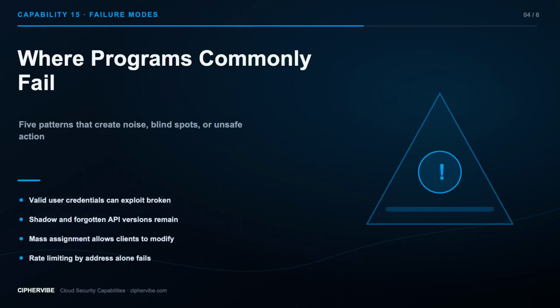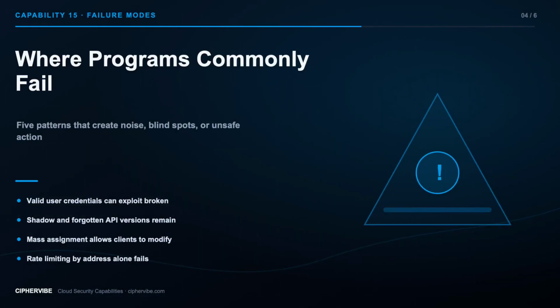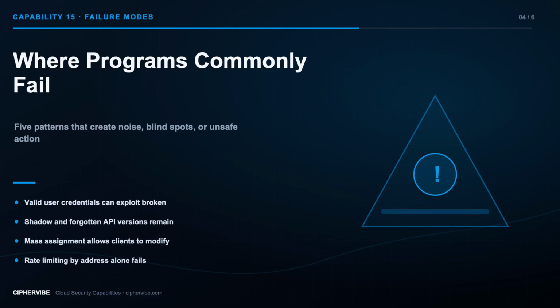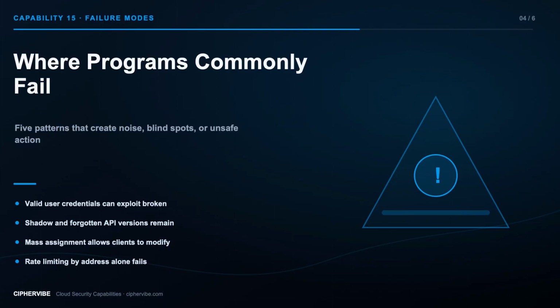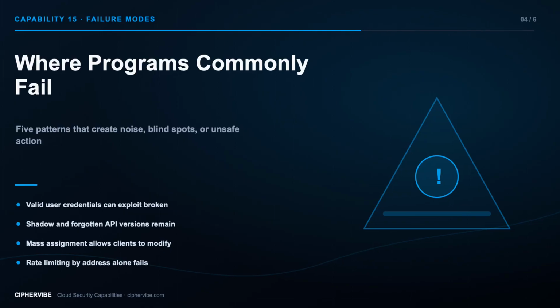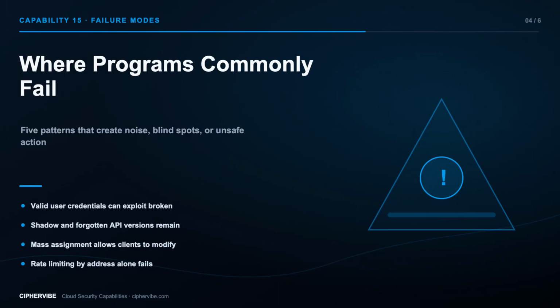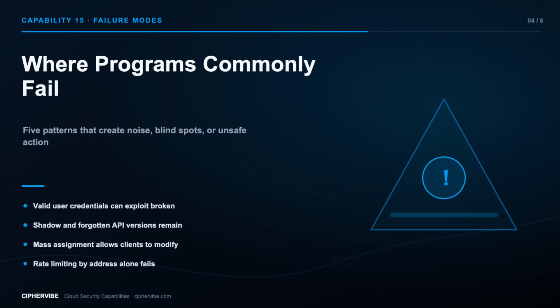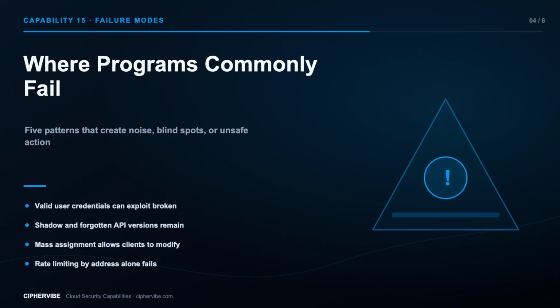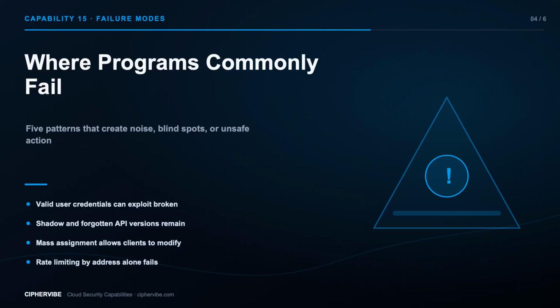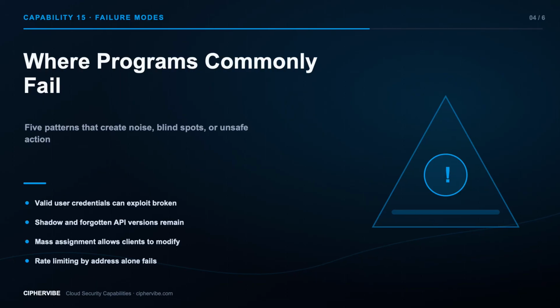The fastest way to evaluate API security is to study how the capability can fail. First, valid user credentials can exploit broken object-level authorization to access another customer's records. Second, shadow and forgotten API versions remain exposed outside normal gateway and testing controls. Third, mass assignment allows clients to modify sensitive fields developers did not intend to expose.